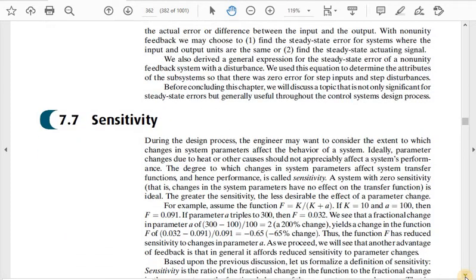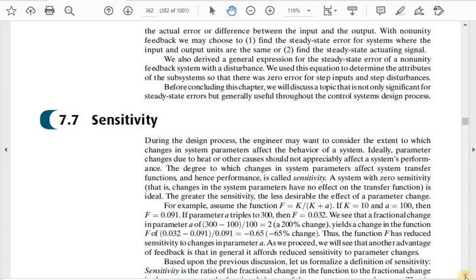Now the next thing is known as sensitivity. This topic is actually based on whenever you design a system, you want to know how sensitive the parameter values are during the design process. The main idea is that sensitivity calculation tells us the degree to which changes in the system parameter affect the system transfer function and hence performance. So we call it sensitivity.